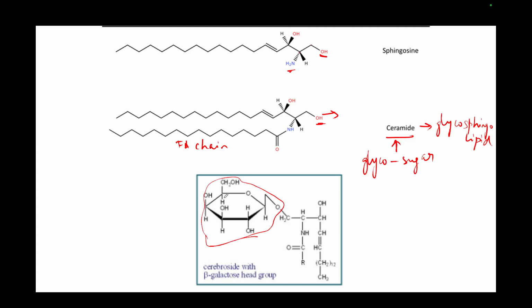Okay. Gangliosides have a complex sugar, oligosaccharides, as the polar head group. So, multiple sugar molecules connected together, and cerebrosides have a monosaccharide like galactose or glucose. Okay.